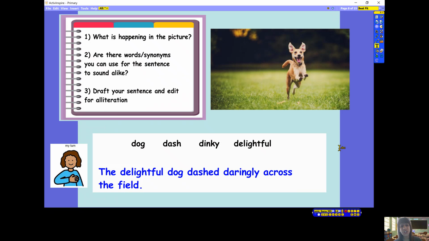Now you can see that I've repeated the d sound quite a few times. Don't worry that I ended with the field. That doesn't matter that that doesn't begin with the d sound because I've used it quite a lot in my previous words. Okay, if you want to have a moment to try and think of your own for that picture, that'd be fantastic. Otherwise, continue watching for my second example.